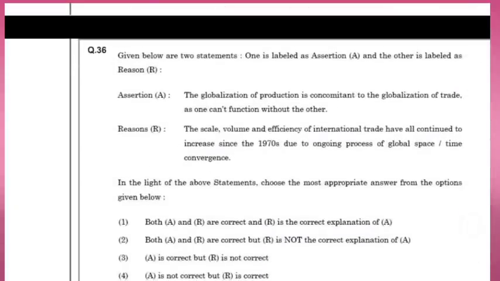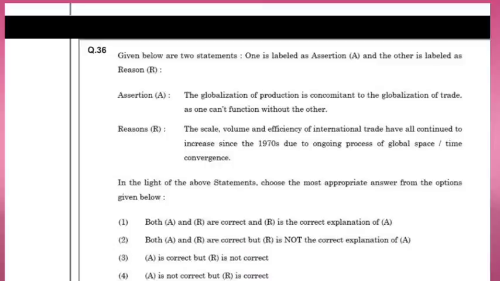Next question: given assertion and reason. The globalization of production is committed to the globalization of trade, as one cannot function without the other. And the reason: the scale, volume and efficiency of international trade have all continued to increase since 1970 due to the ongoing process of global space-time convergence. Both are true and R is the correct explanation of A. So definitely option 1 is the correct answer.